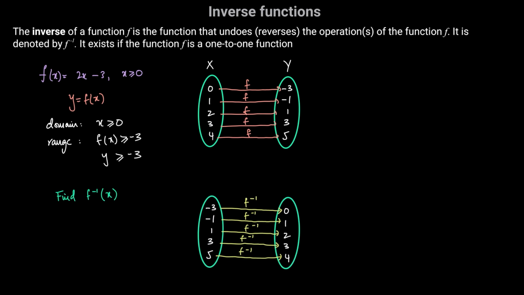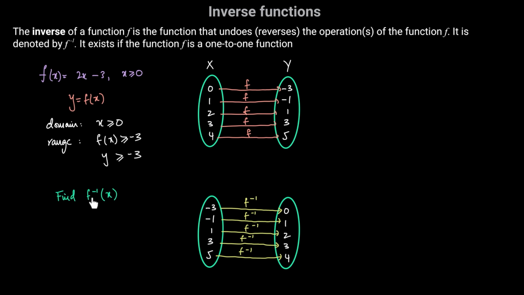And we can see that over here. When the input is 0 and we apply the function f, the output is negative 3. For the inverse function, if the input is negative 3, the output is 0. Similarly, when the input x is equal to 1 and we apply the function f to it, the output is negative 1. And for the inverse function, it will reverse the operation of f. So when the input is negative 1, the output is equal to 1.